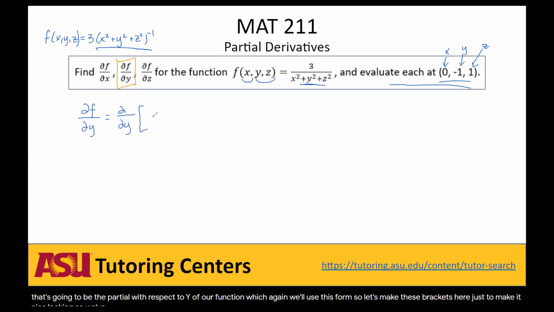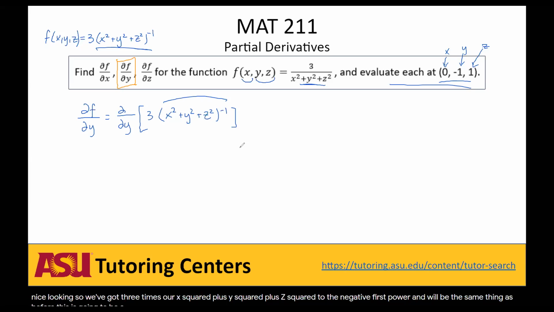So we've got 3 times our x squared plus y squared plus z squared to the -1st power. And it'll be the same thing as before. This is going to be a chain rule again for exactly the same reason. That we have an exterior function, our -1 exponent, and an interior function, this x squared plus y squared plus z squared.